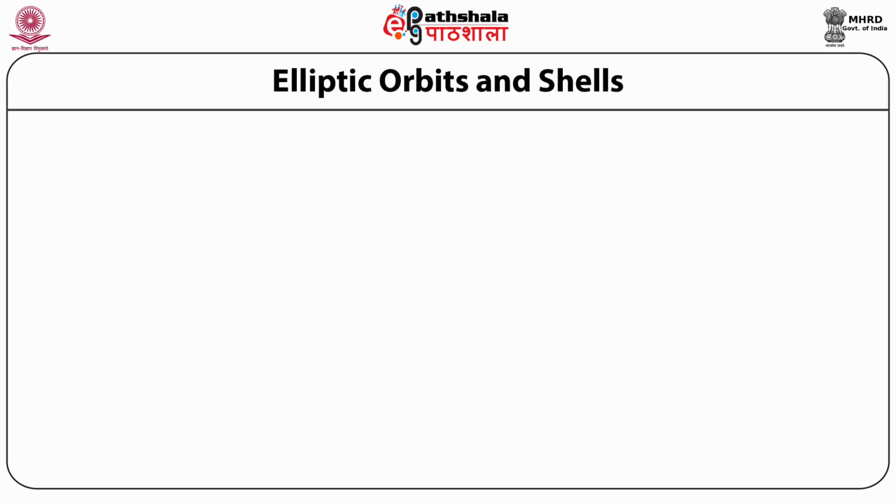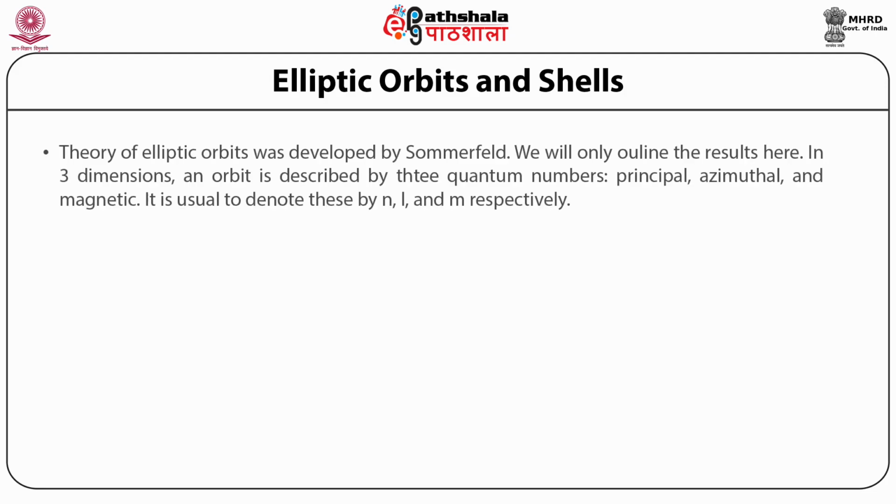Now, Bohr's theory applies to circular orbits only, but as I already said, the atom consists not only of circular orbits, but of circular and elliptical orbits. So the theory of elliptical orbits was developed by Sommerfeld, and this was an extension of the Bohr model.